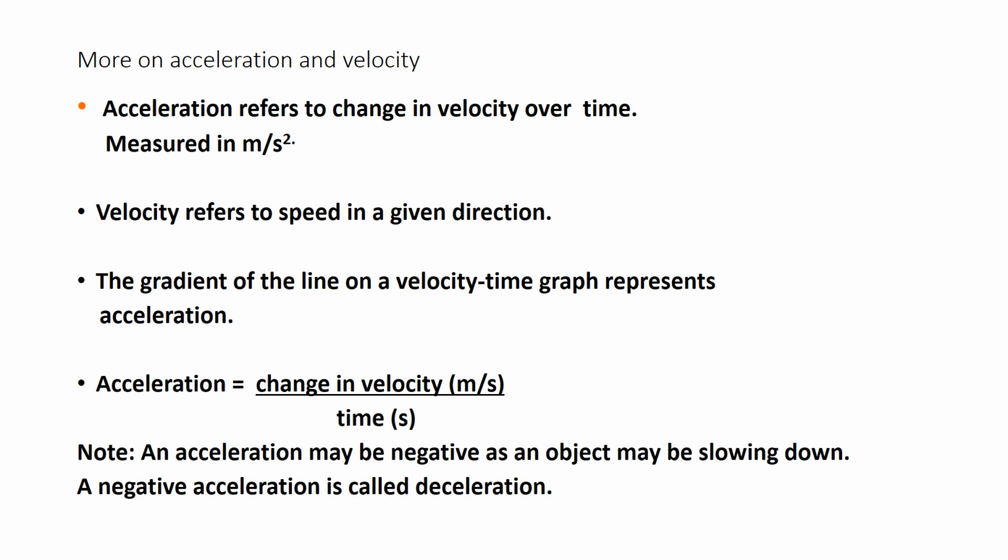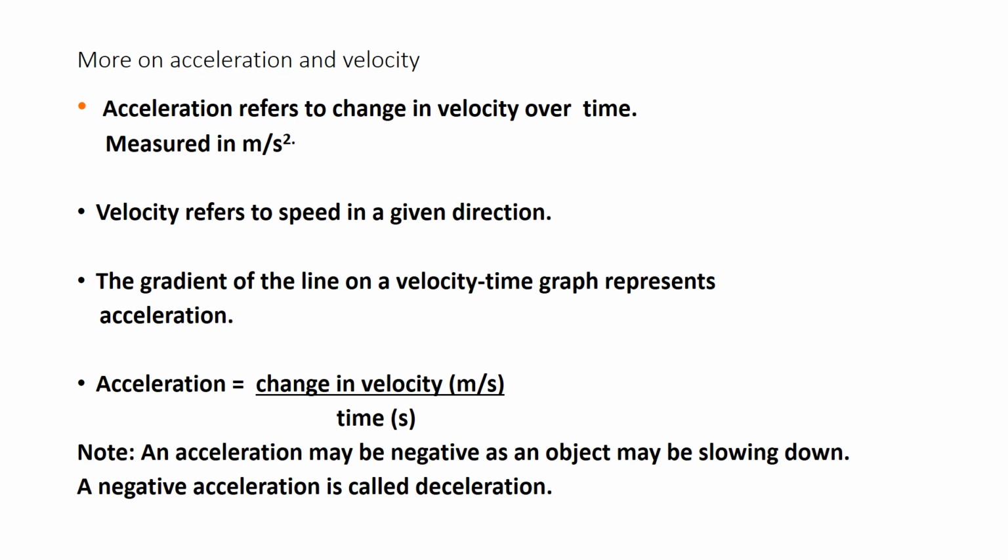So acceleration is referring to that change in velocity over time, and we're measuring it in meters per second squared. Velocity, again, is speed in a given direction. That's why it's a vector quantity. I always remember with a bit of alliteration that V for velocity is V for vector. Okay, speed is a scalar. And the gradient of the line on the velocity time graph represents acceleration, as per the last slide.